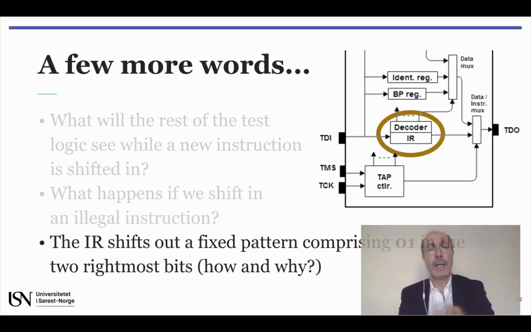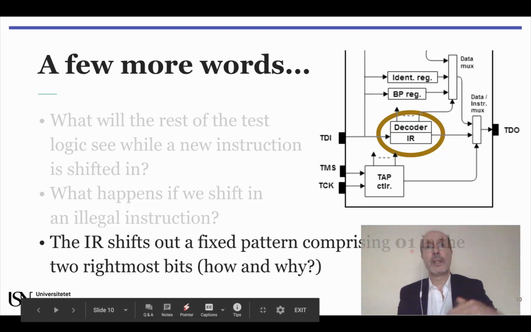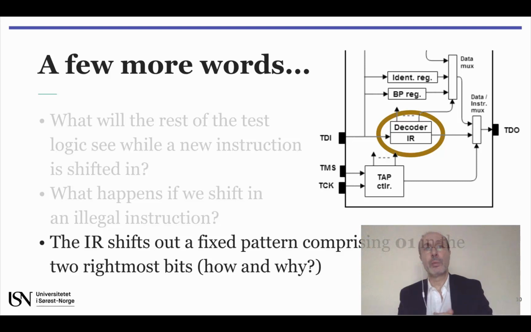And last but not least, an important feature defined in the IEEE 1149.1 standard is that when we shift something into the instruction register, its capture shift stage will automatically load a pattern that contains 0, 1 in the 2 bits that are closest to TDO. So as we shift in the first bit, a 1 will show up at TDO, and as we shift in the second bit, then the 0 will show up, and then the remaining bits, possibly all 0, will show up.